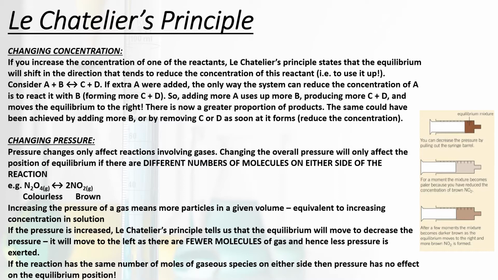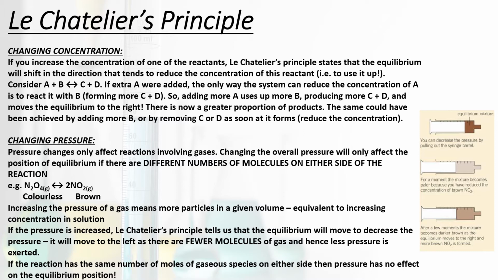We could have also achieved the same, i.e. the equilibrium moving to the right, by adding more B. That would have reacted with more A and produced more C and D. Or we could have reduced the concentration of C and D. Now, a way to do that is by removing C and D as soon as it forms in the reaction. If I reduce the concentration of C, essentially, the equilibrium moves to oppose that change, to increase the amount of C, and the way it would do that is to react more A and B together.